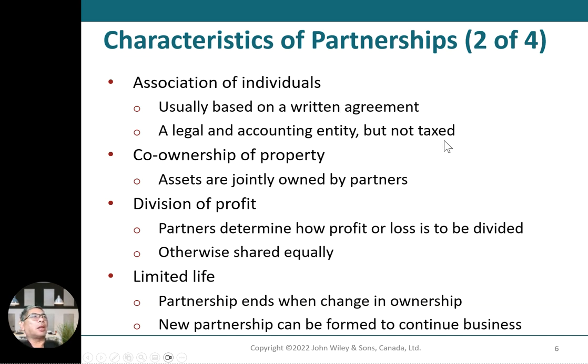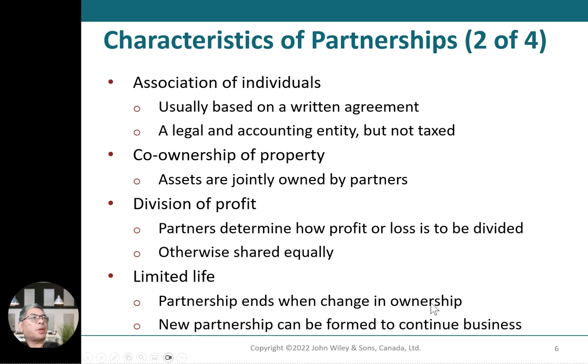It's a legal and accounting entity, but not a tax entity. Okay, because of co-ownership of property, assets are jointly owned by partners. So I say 50-50. My samosa shop is 50-50, me and John. The division of profit is also going to be divided 50-50. That's the agreement, unless it is otherwise specified differently, let's say 60-40 or 25-75. So most of the time, partners say 50-50, but it doesn't have to be, okay? It doesn't have to be. You can do your partnership according to whatever you like.